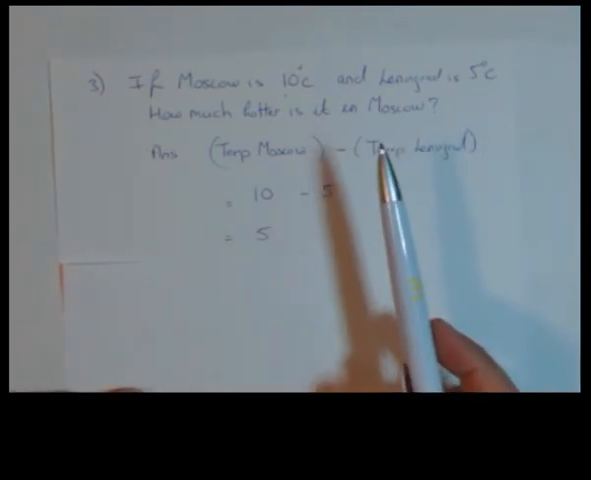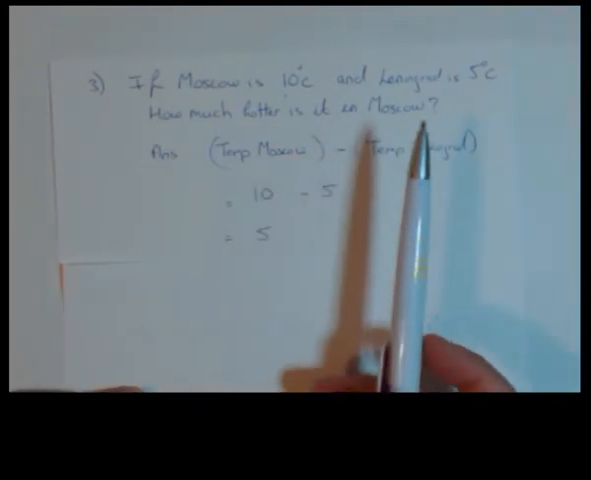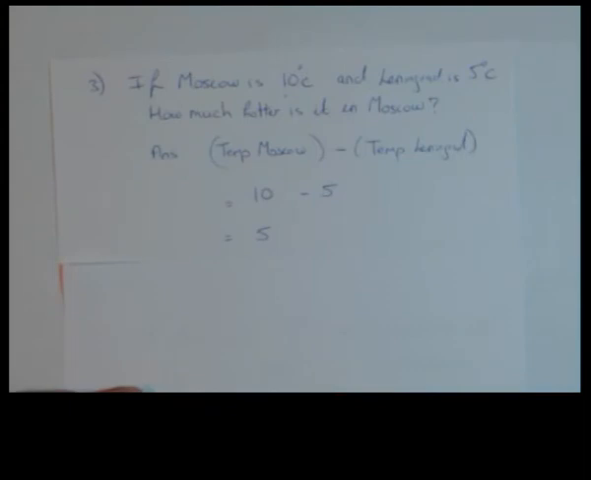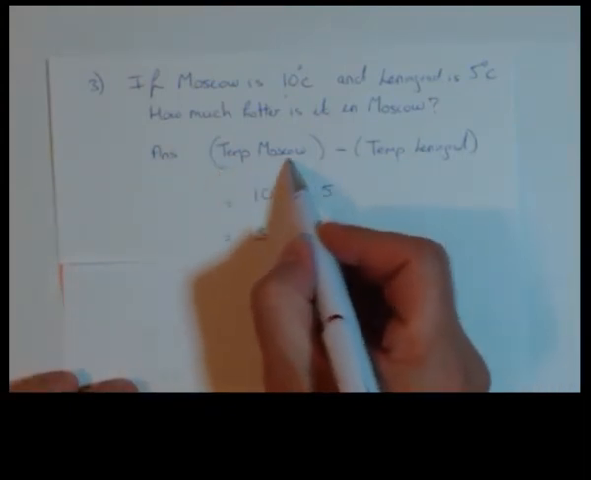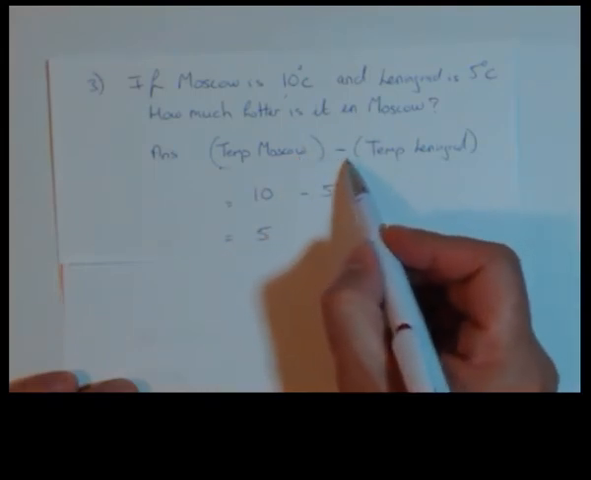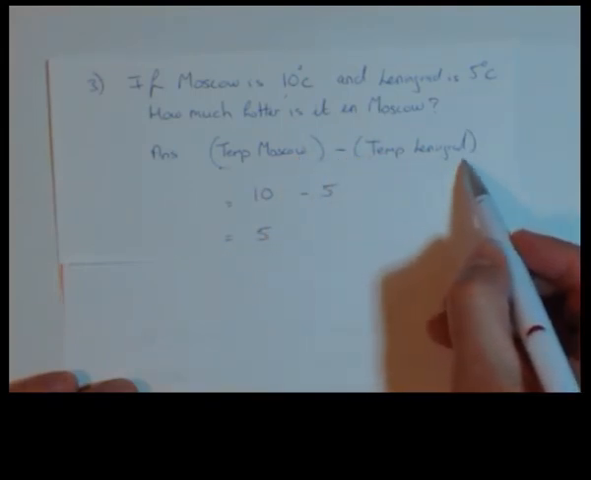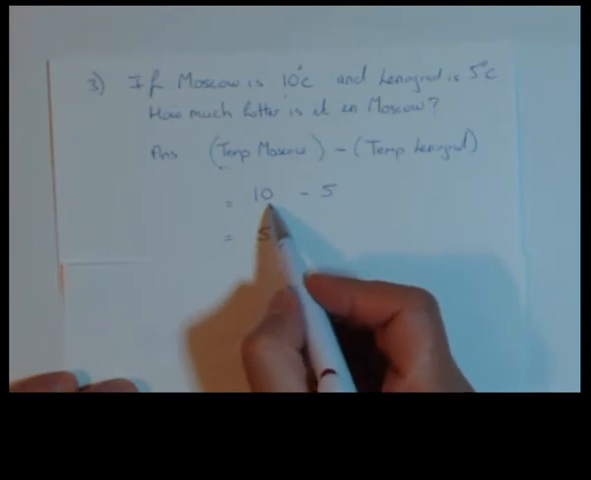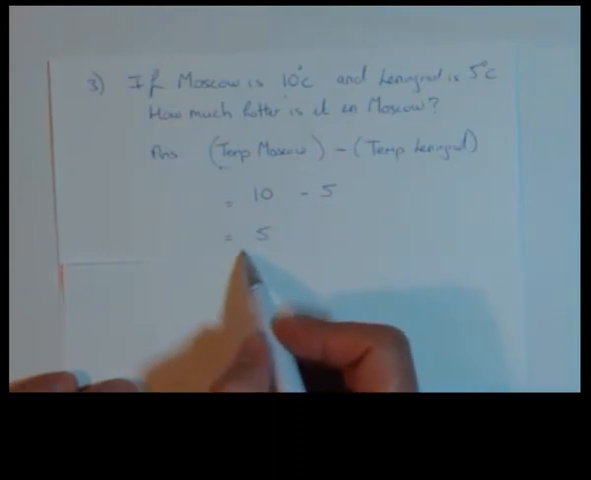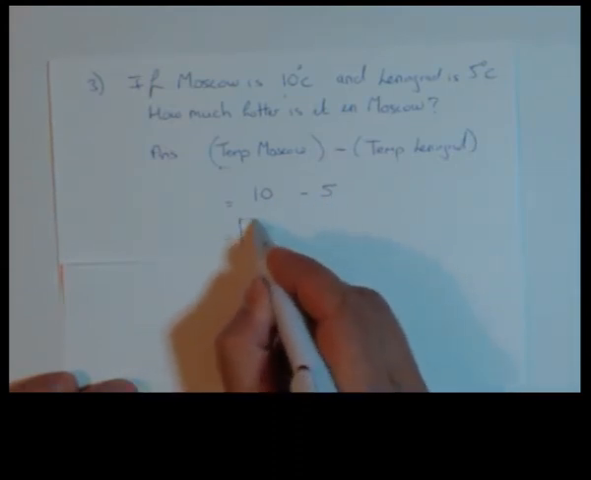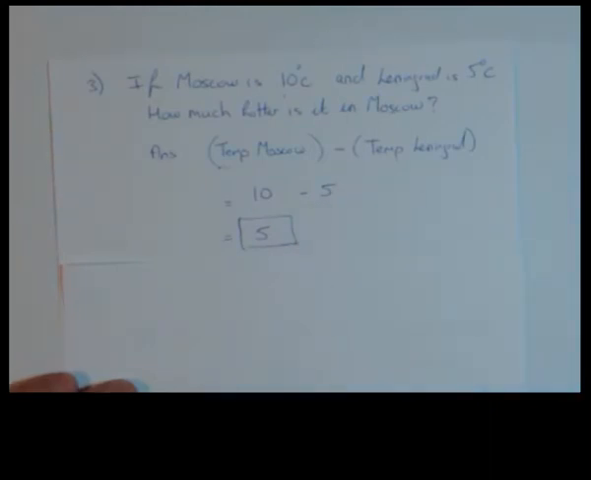So the way you're answering this question, you could do it just in your head and go, oh, I can tell that's 5 degrees more. But the method that you would use is you say it's the temperature in Moscow less the temperature in Leningrad, which of course is 10 degrees take away 5 degrees. So Moscow is 5 degrees hotter than Leningrad.